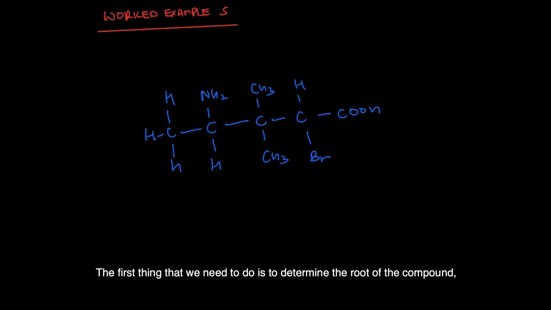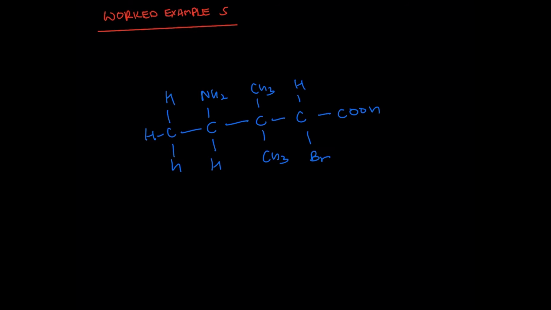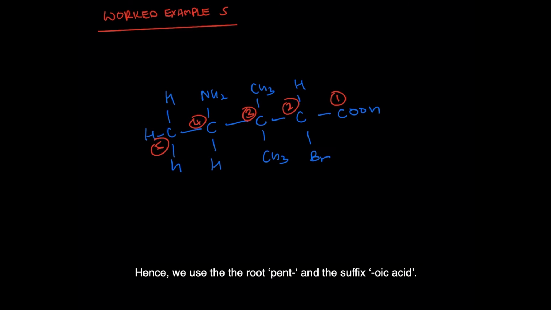The first thing that we need to do is to determine the root of the compound, which is the longest number of carbon atoms in the parent chain with the principal functional group. So according to the table mentioned previously, carboxylic acid has the highest priority. Therefore, it is the principal functional group. The longest possible carbon chain is therefore 5. Hence, we use the root pent and the suffix -oic acid.